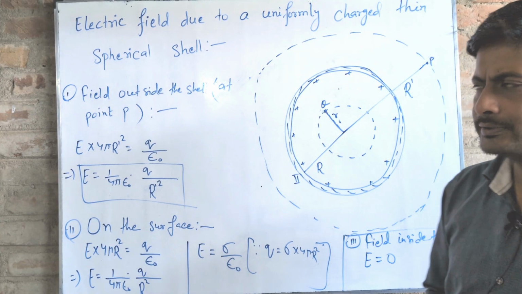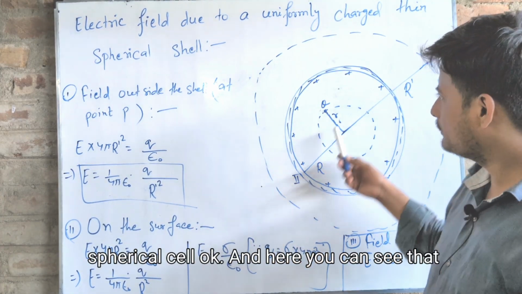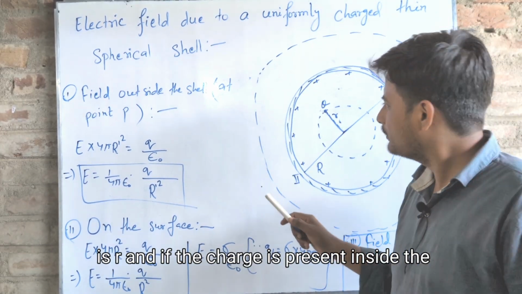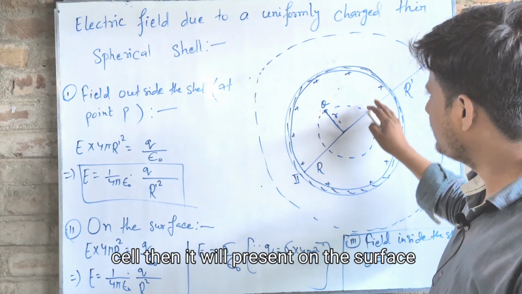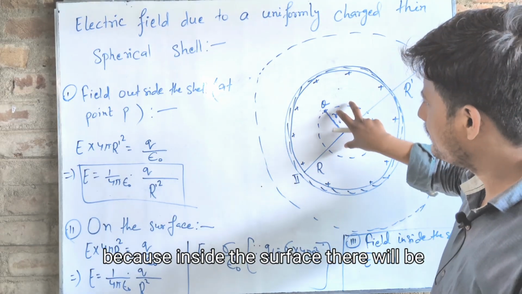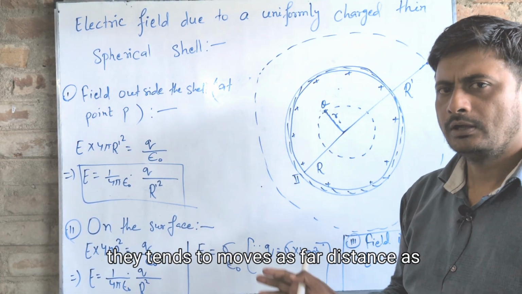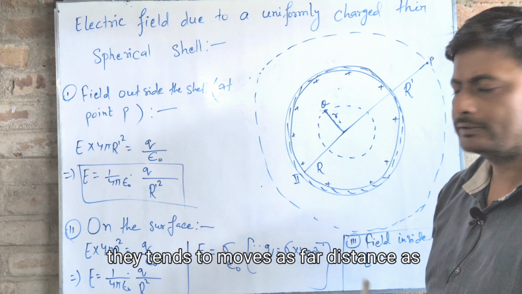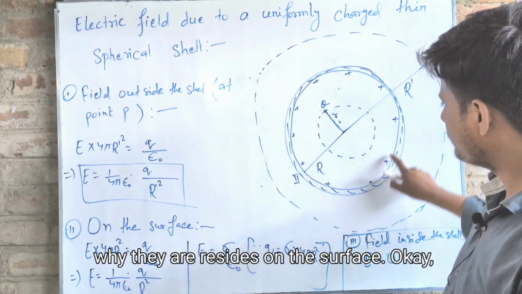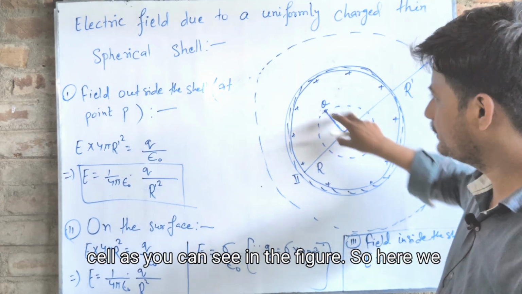Today we are going to understand electric field due to uniformly charged thin spherical shell. Here you can see that this is the thin spherical shell whose radius is r, and if charge is present inside the shell, then it will be present on the surface, because inside there will be repulsion between the charges, and as a result they tend to move as far from each other as possible. That's why they reside on the surface. There is no real charge present inside the shell, as you can see in the figure.